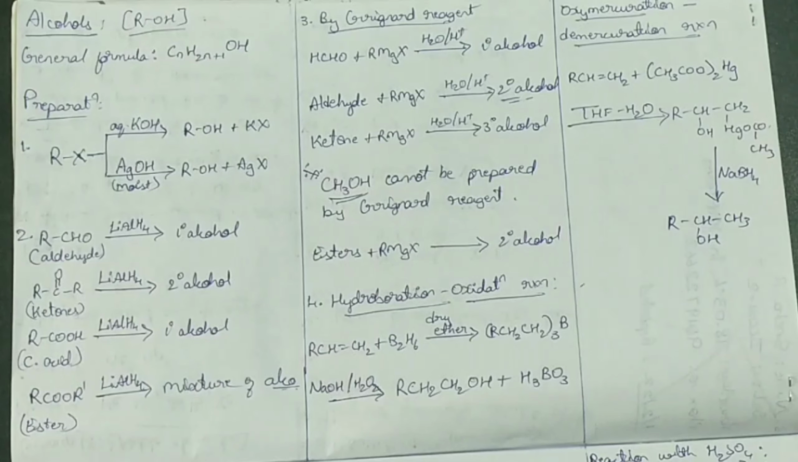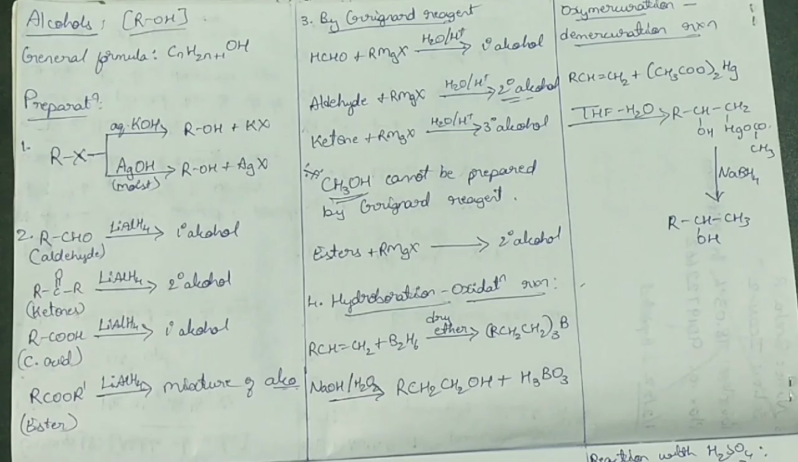Next, ketone with Grignard reagent on hydrolysis gives a tertiary alcohol. Another important point: methanol, CH3OH, cannot be prepared by Grignard reagent. Next, ester reacting with a Grignard reagent gives a secondary alcohol. So by the Grignard reagent method, aldehyde and ester give a secondary alcohol.